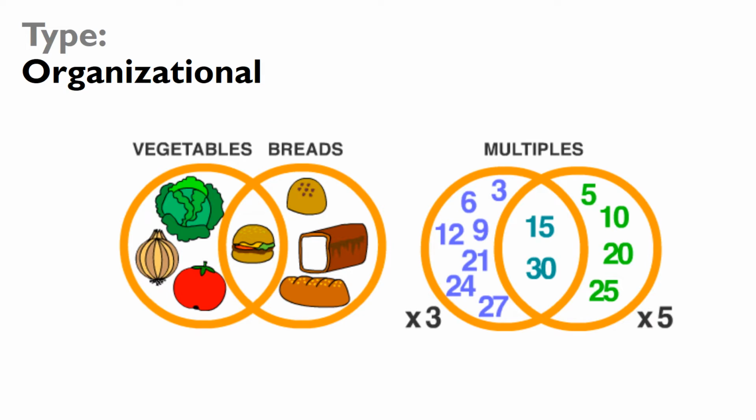Another example of organizational graphics used in math are Venn diagrams. Again, 2 good examples representing a qualitative relationship among content.